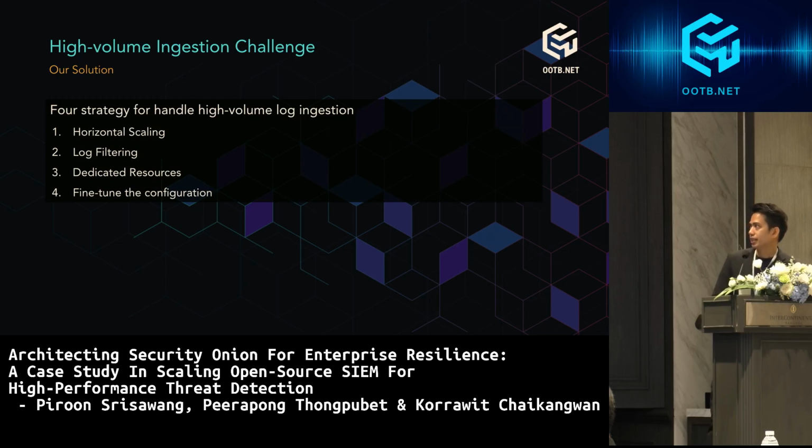Okay. On the next slide, we will talk about the 4 strategies that we present today. The first one is horizontal scaling, the way Security Onion does it. The second one is log filtering. We need to filter logs and send only the important data to the SIEM to detect threats in real time. The third strategy is dedicated resources: we separate the network and dedicate a separate SIEM to a specific network, allocating resources to it. The fourth strategy is fine-tuning the configuration.